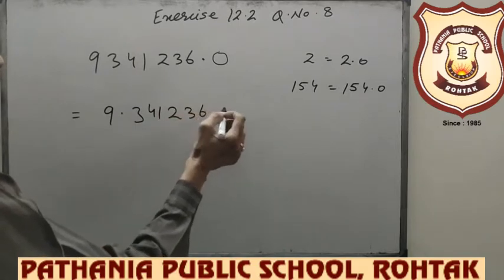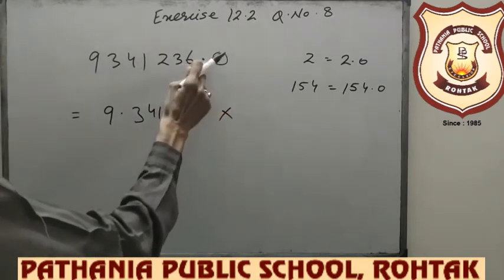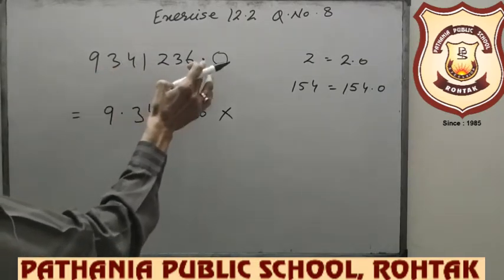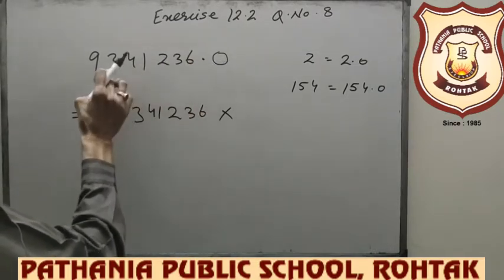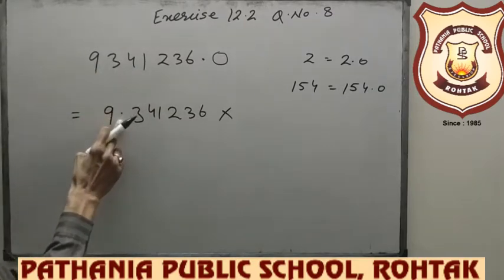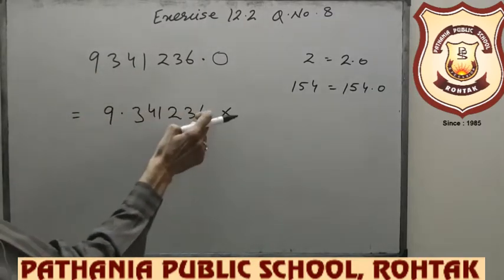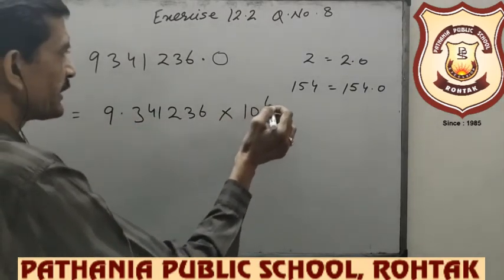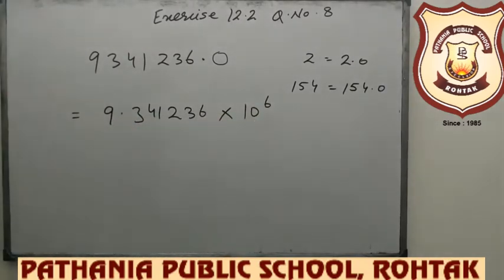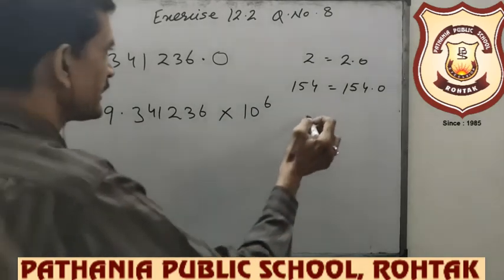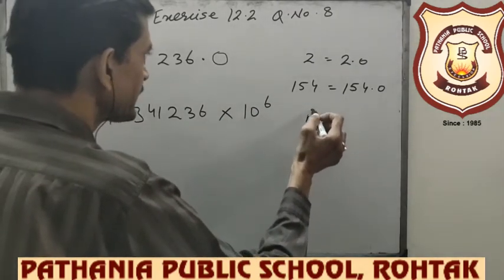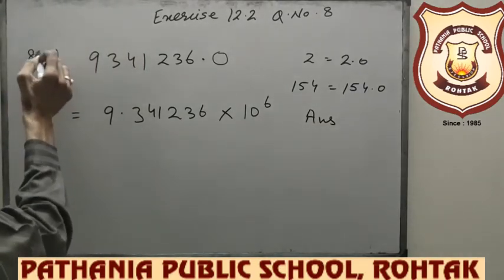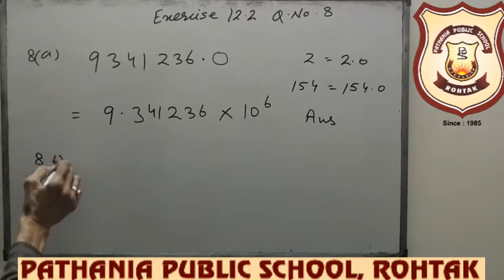So how many digits has the decimal moved here? It is 1, 2, 3, 4, 5, 6 digits. The decimal traveled 6 digits, and then there is the place of decimal from here to here. 6 digits are there, so you have to multiply by 10 raised to the power 6. So this is the answer. In the same way, next question also, this is 8th A. Now 8th B part is also in the same way.